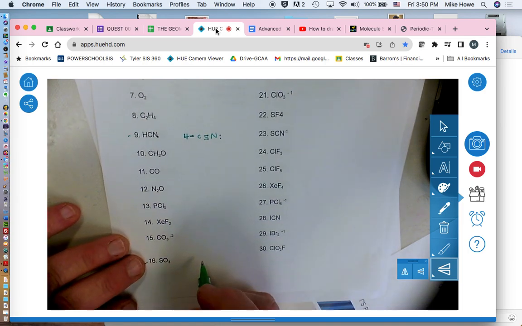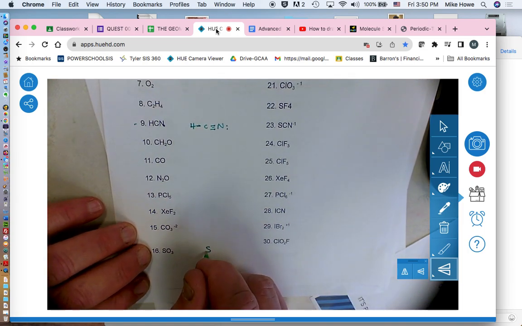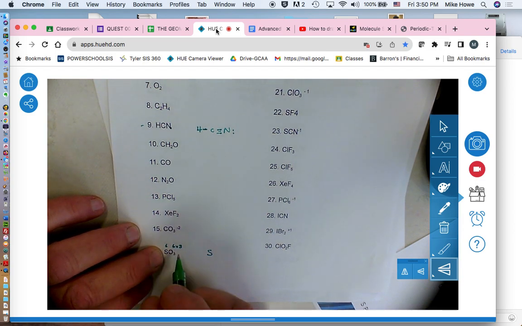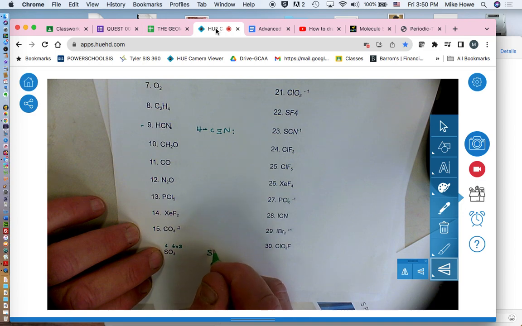SO3. Put S in the middle. Now S has 6 valence electrons. Oxygen has 6. There's 3 of them. So they have the same number of valence electrons, which means they have the same number of open spots. But sulfur is less electronegative and closer to the middle of the periodic table.